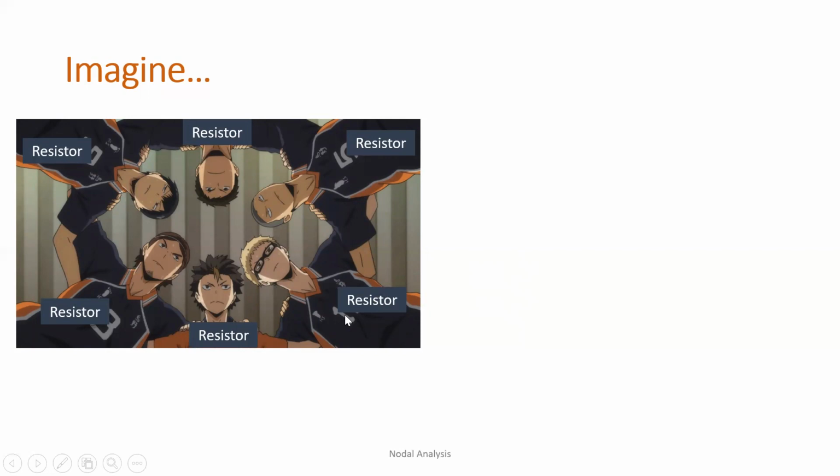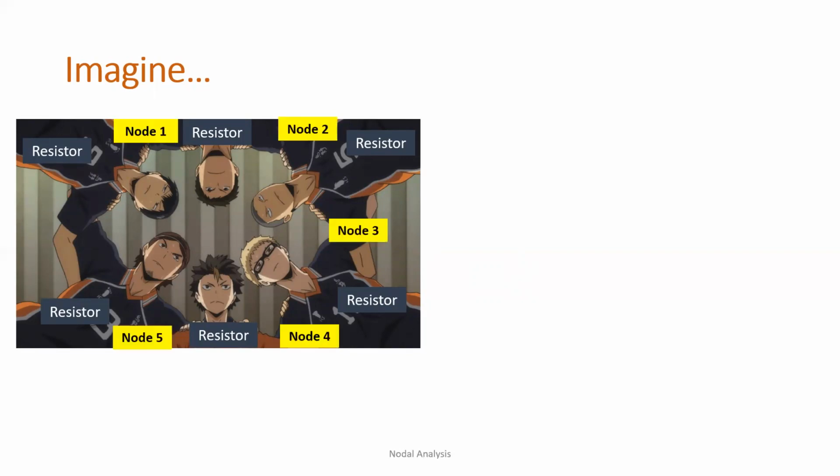So, if we're going to count the number of nodes, we have node 1, node 2, node 3, node 4, node 5, node 6. So, we have 6 nodes, right? In each resistor, two components are attached. Two components are attached on a single resistor.